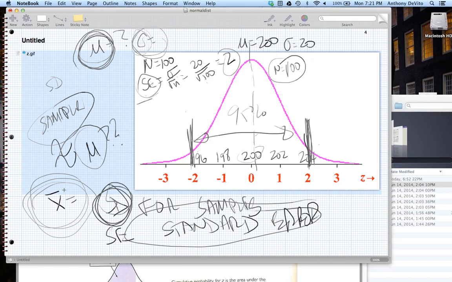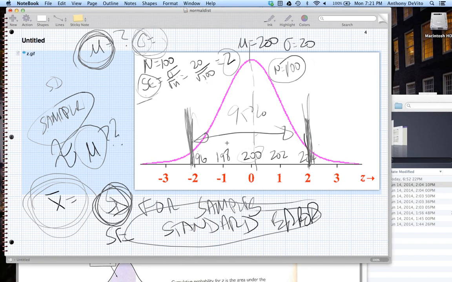Okay, so now let's take a look at this. Now we have a mechanism for understanding how likely it is for us to get values that are within a certain range based on the standard deviation, standard error rather.